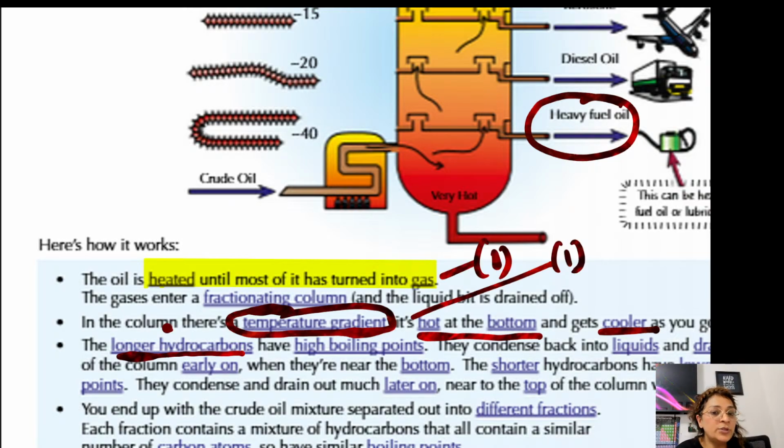Simple story. Why? Because longer chains have a high boiling point, and shorter chains have a lower boiling point. You can see my screen, guys, all of you. Please take a picture of this so that you know.